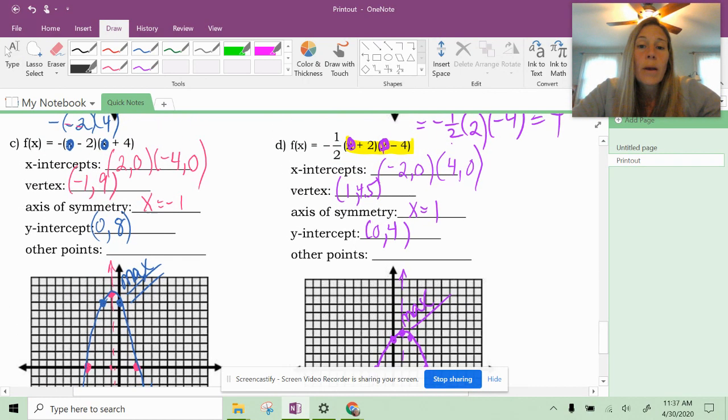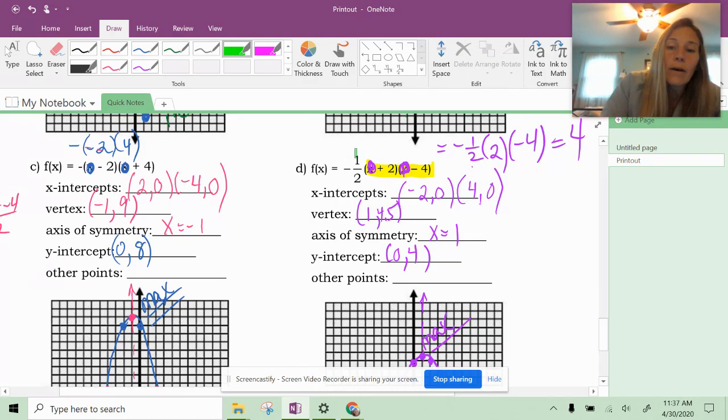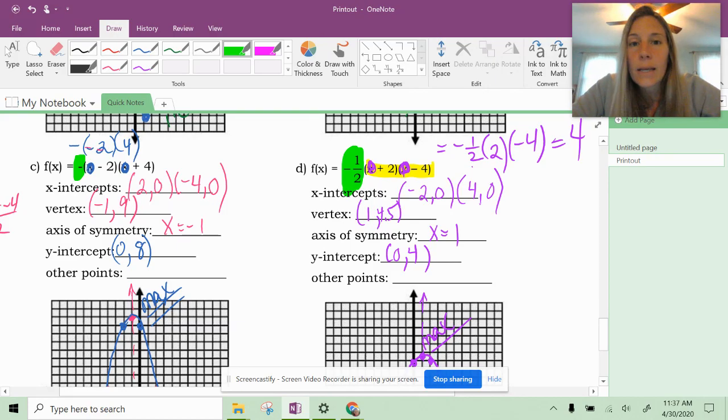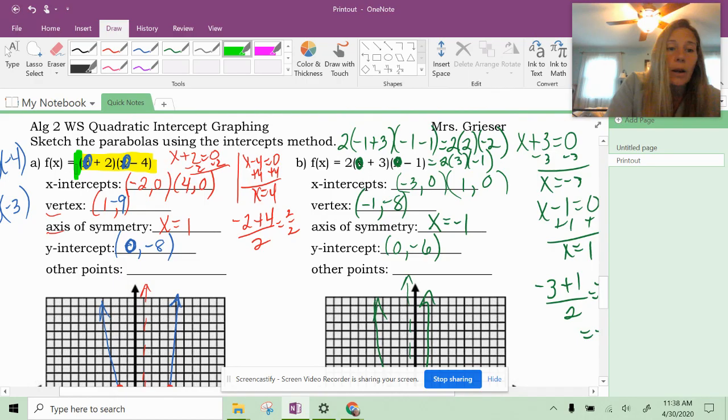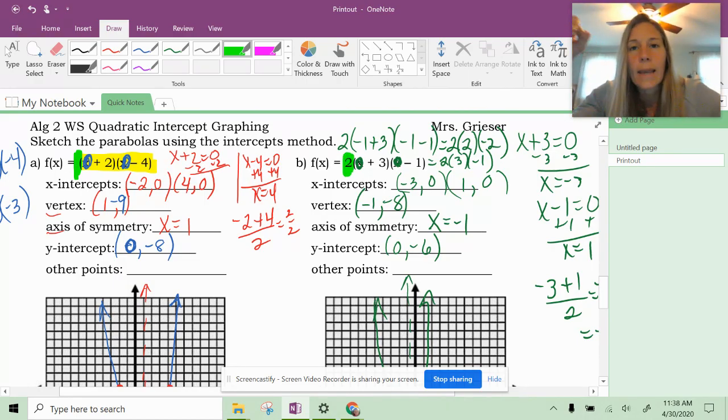And another thing just to remember, whenever that a value, so here my a value is a negative, that's why the parabola opened down. Same thing on example C. So that's why we had a maximum point, because the parabola was sort of making that sad face or that frown face. And then for A and B, these were positive a values. There's nothing there, which is a +1. This one was a +2, which is why the parabolas opened up and looked more like a happy face curve. All right, so hopefully this information helps you kind of iron out how to graph these quadratics in intercept form.